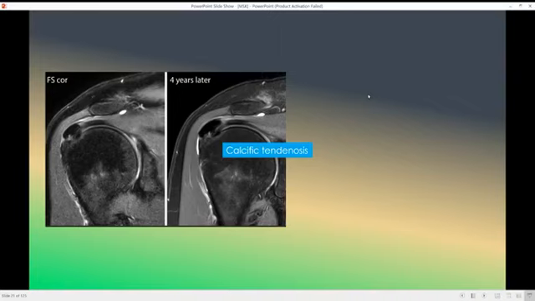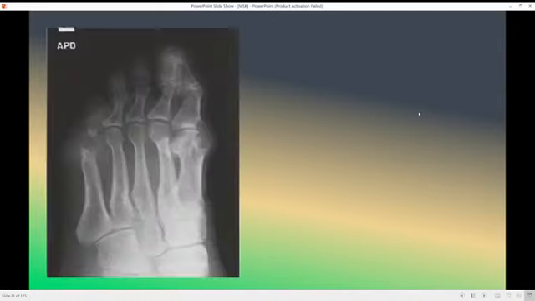Okay, very good, Dr. Nies. As we see, there is no tear and there is no muscle atrophy. Very good. Okay, this is calcific tendinitis. Okay, we move to the next case. What do you think about the next case the patient has?